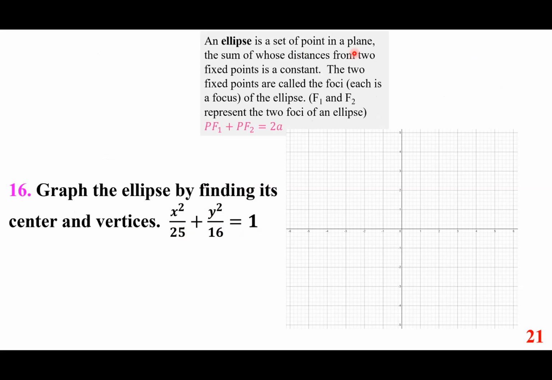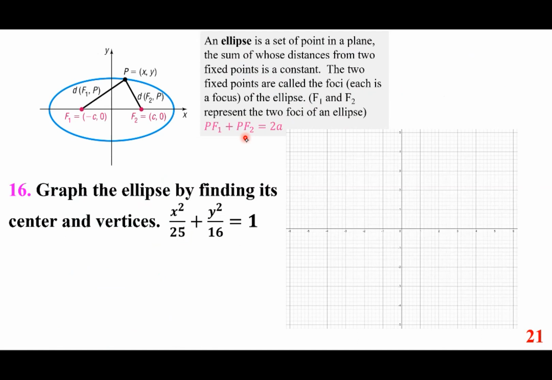An ellipse is a set of points in a plane, the sum of whose distances from two fixed points is a constant. The two fixed points are called the foci. Each is a focus of the ellipse. F1 and F2 represent the two foci of an ellipse where PF1 plus PF2 equals 2a.